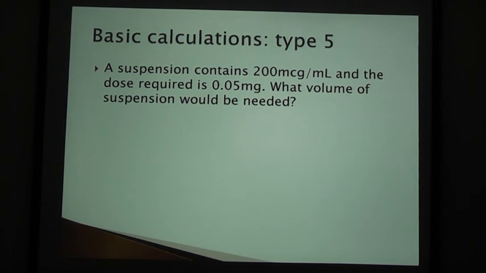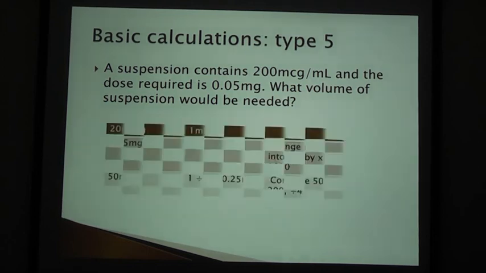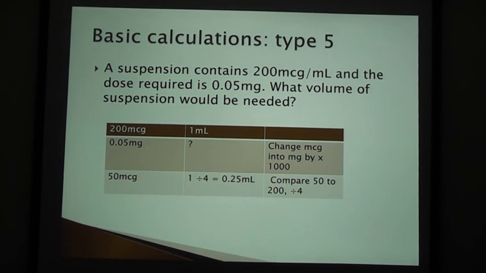The thing you need to look at really well over here, first thing, is the fact that your suspension is in micrograms. So, 200 micrograms in 1 milliliter. Change the milligrams into micrograms by multiplying by 1,000. You then compare 50 to 200 and divide by 4. And that gives you your answer. Okay?